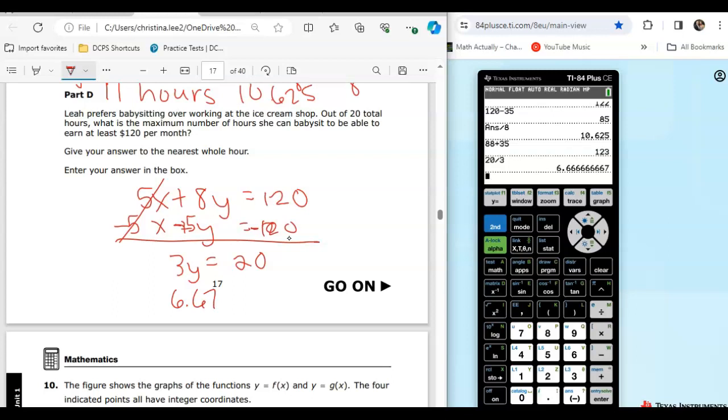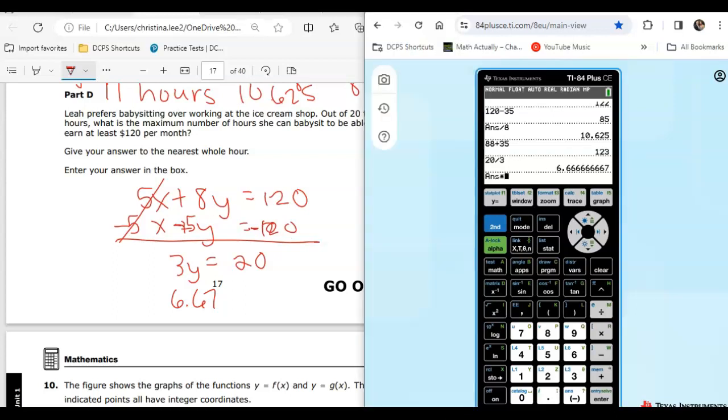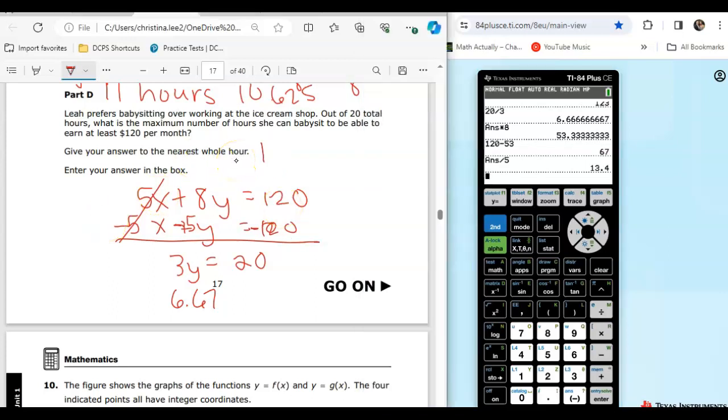And so if we were looking for how many hours she can work at the babysitting for $5 an hour, right, we can plug that back in and solve for x, right? So if we have that times 8, and then 120 minus 53 is 67 divided by 5 gives me 13.4. So to the nearest whole hour, we would say that she would have to work 13 hours babysitting, and then she could work 7 hours at the ice cream shop.